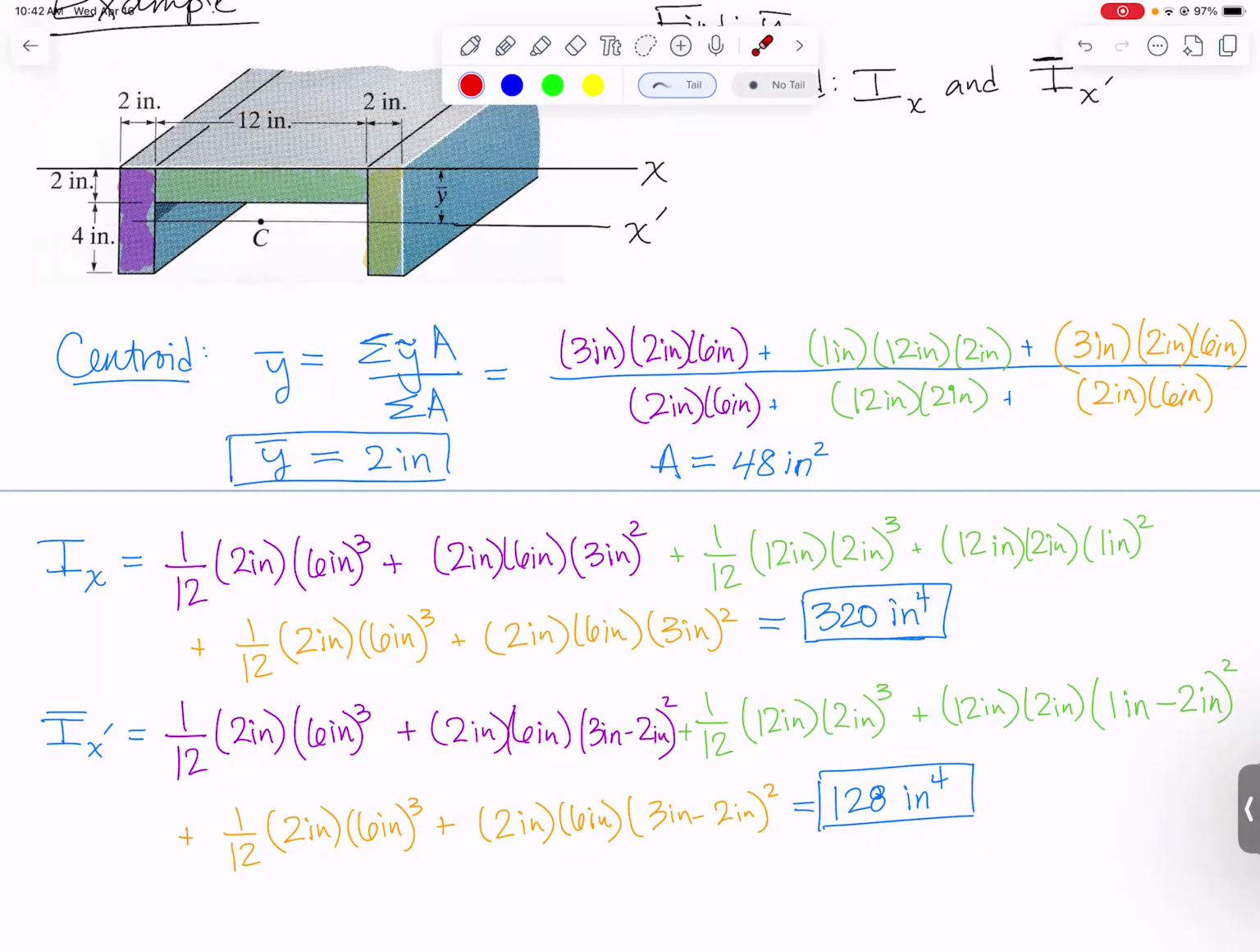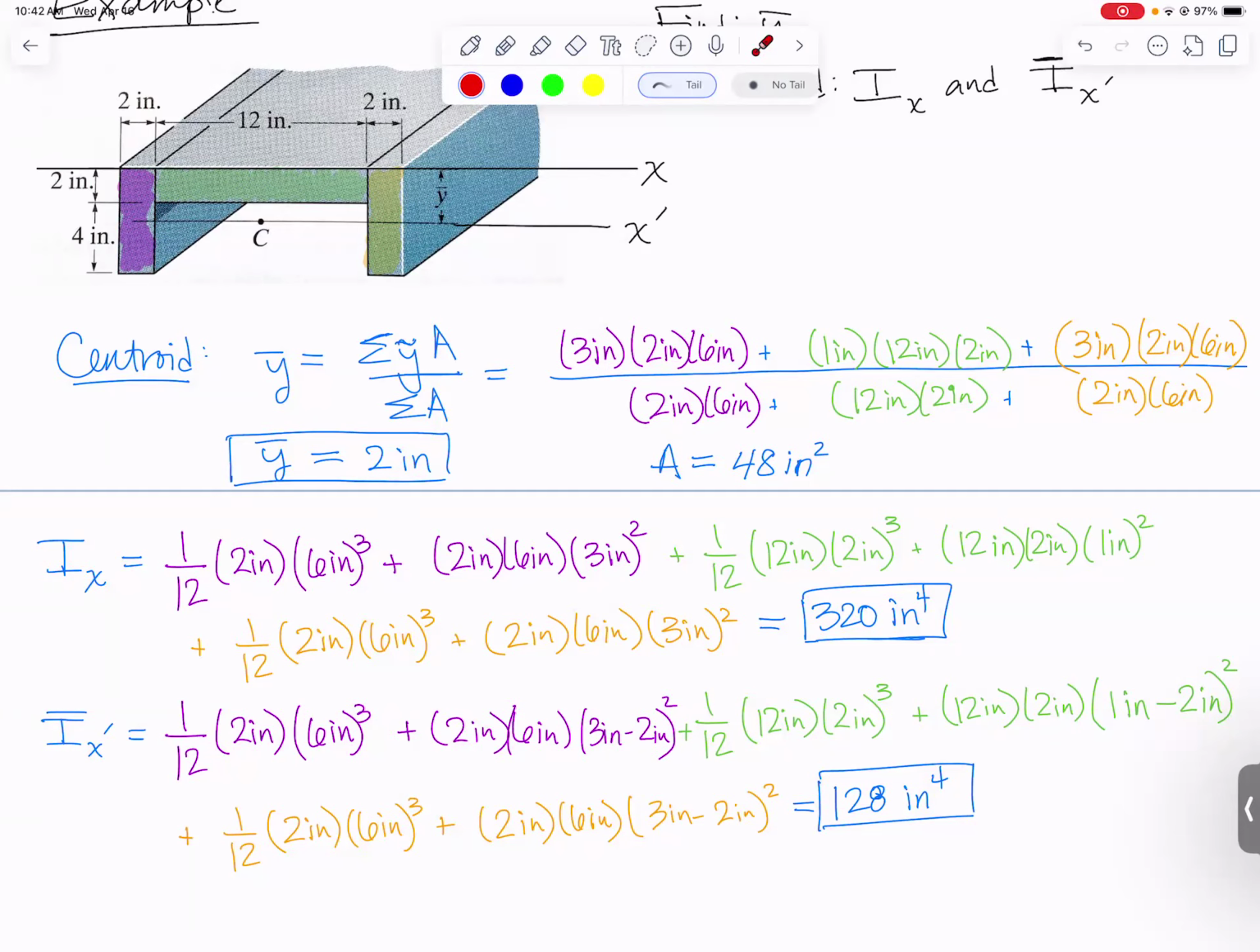It's always smallest at the centroid, and it absolutely always has to be positive. You noticed everything we added up in here was positive. The only thing that was negative was the 1 inch minus 2 inches, but then it gets squared. So moments of inertia have to be positive, and the moment of inertia about the centroid must always be smaller than the moment of inertia about any other parallel axis to it.